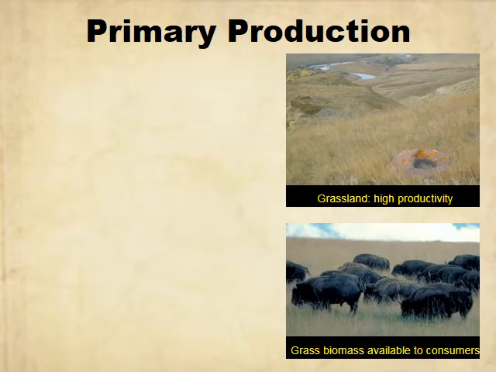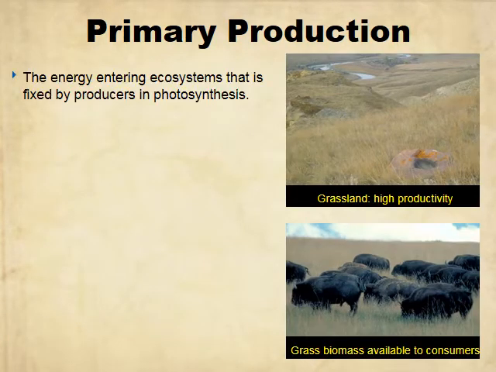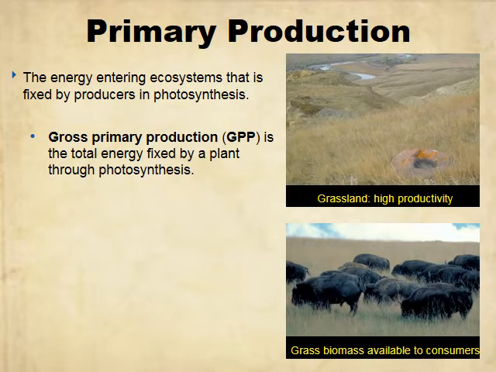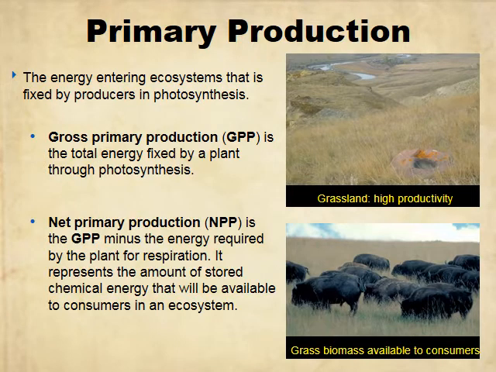Primary production is your first step, and what you have is producers that fix this energy. So they fix the energy in the sun and they turn it into glucose molecules. Your gross primary production is the total energy fixed. And then you have your net primary production. That's the gross primary production minus the energy required by the plant for respiration. So this is the amount that's available to the next trophic level.